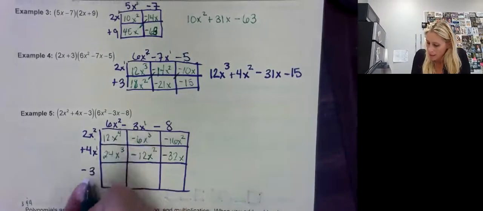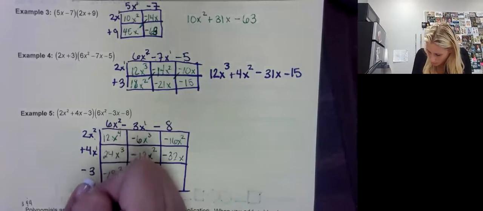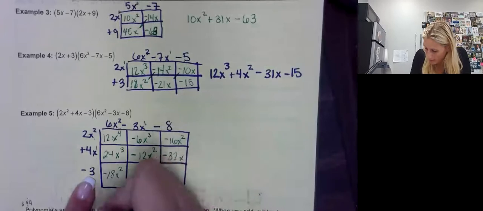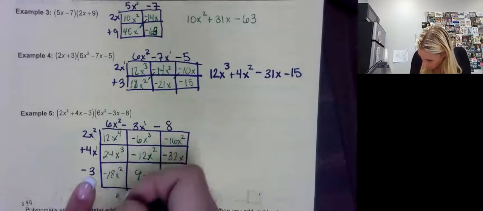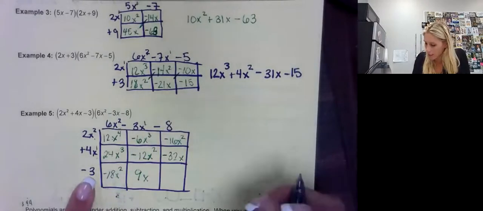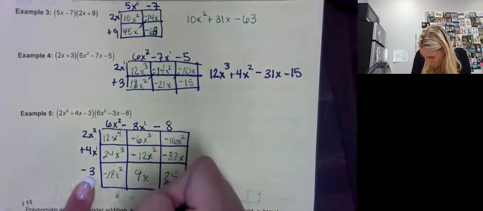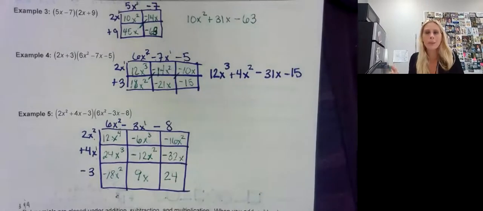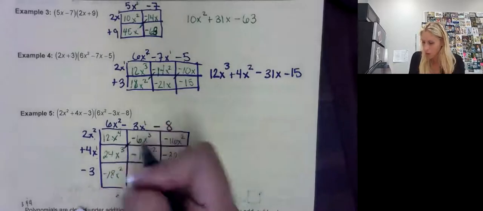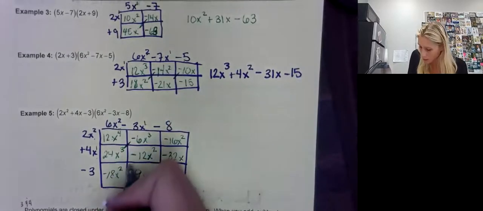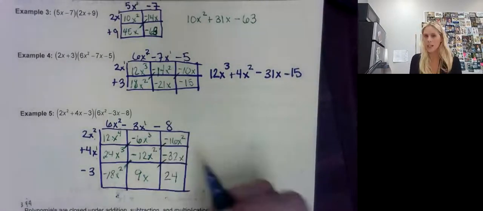Okay. Negative 3 times 6x squared is negative 18x squared. Negative 3 times negative 3x is positive 9x, right? A negative times a negative is a positive. Negative 3 times negative 8 is a positive 24. Like I said, many of you will know how to do this, but you want to always practice because you mess up on your negatives and positives. And again, look at this diagonal. You're going to combine the x cubes. You're going to combine all of the x squareds. Combine all of the x to the first.